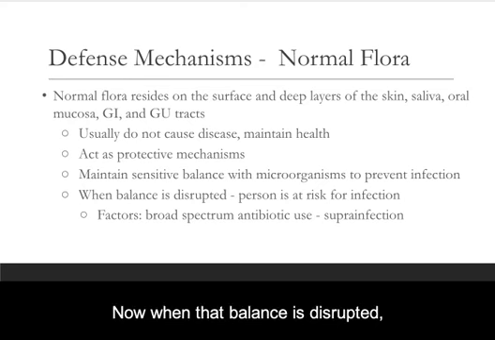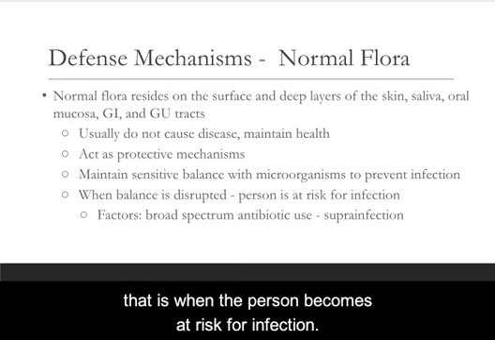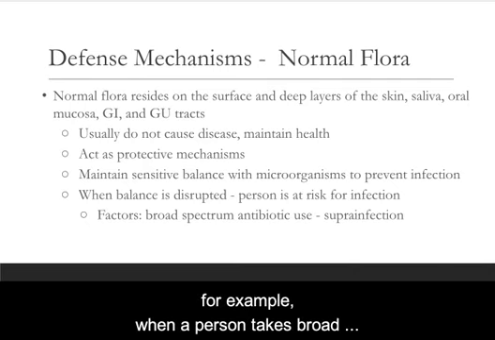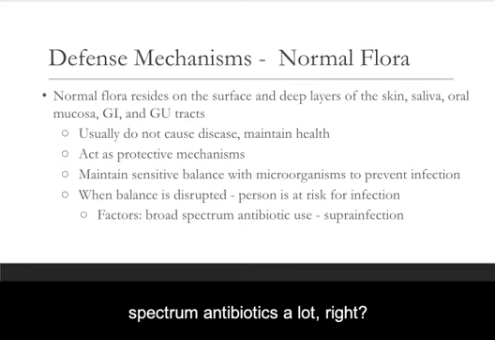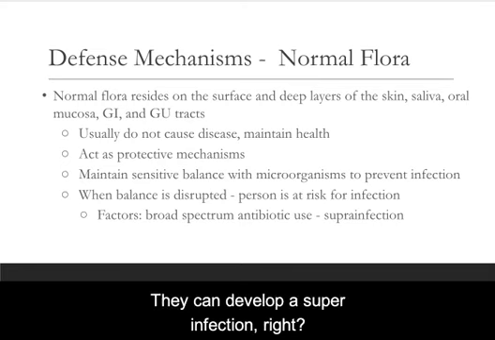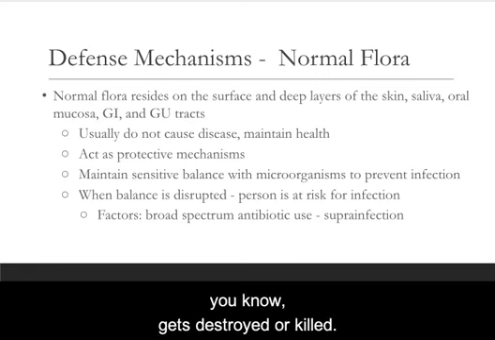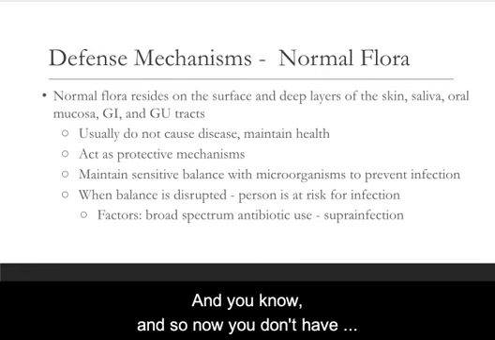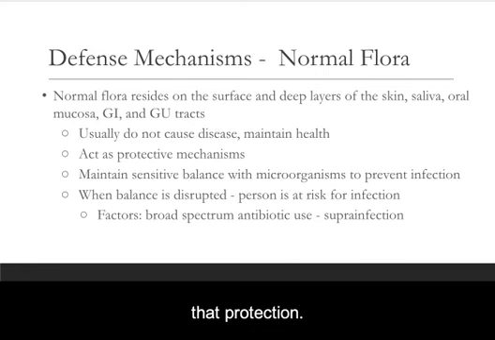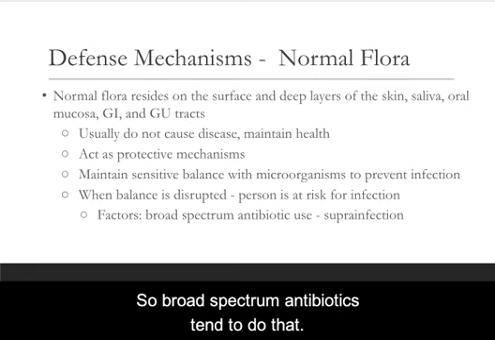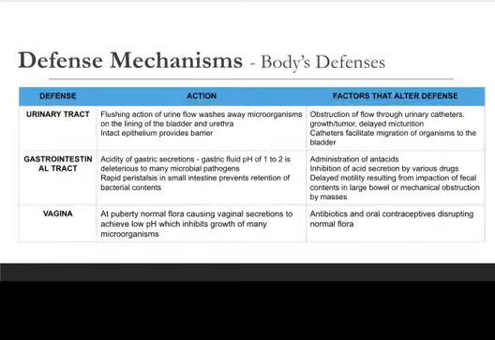Now, when that balance is disrupted, that is when the person becomes at risk for infection. For example, when a person takes broad spectrum antibiotics a lot, they can develop a superinfection. This is when the normal flora of your GI tract gets destroyed or killed, and so now you don't have that protection. So broad spectrum antibiotics tend to do that.